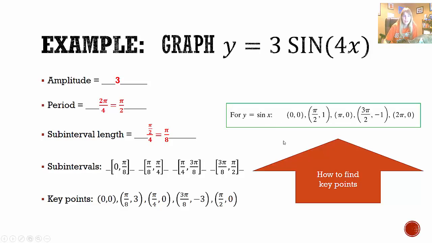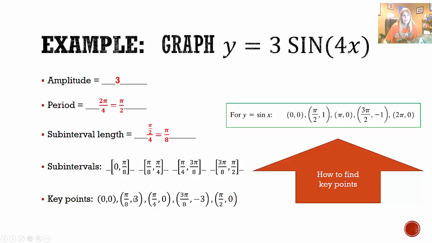So now I can get my key points here. So my key points are based, this is my sine. I'm always going to start at 0, 0, okay, unless I'm shifting something, and I'm not in this case. And if you notice here, what I'm doing is I look at the end of the subintervals. So pi over 8's there, pi over 4, 3 pi over 8, and then the end.